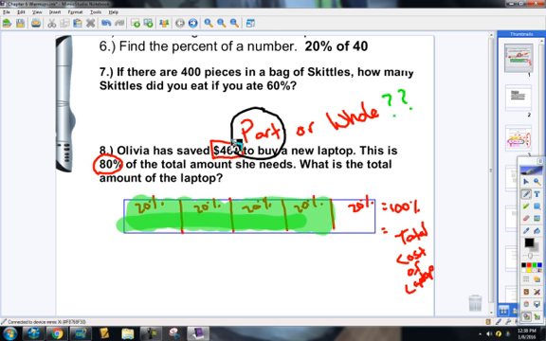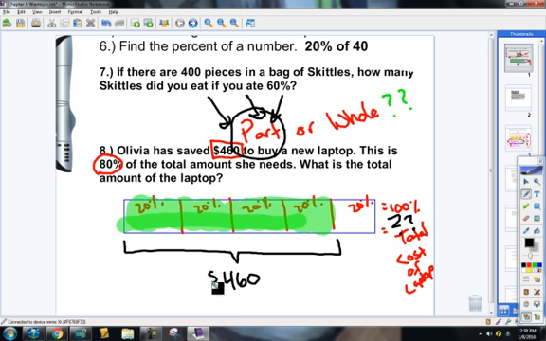It isn't, because here's the deal. Does she have enough money to buy her laptop right now? No, she does not. So therefore, we do not know this, do we? So we're trying to find a whole. If we're trying to find a whole, that must mean we know the part, right? So we know that this section right here is represented by $460. You guys understand that? She has saved $460, and we know that that's 80% of the amount she needs.